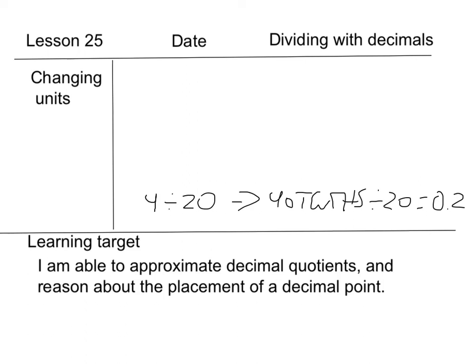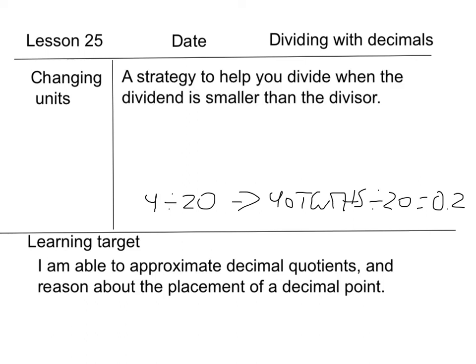So I'm going to go ahead and put the definition for changing units up here for you to copy. There you have it. It's just a strategy to help you divide when the dividend is smaller than the divisor. Not too bad. So, if you have no idea how ones went to tenths and tenths went to hundredths, I want you to go back and rewatch it.